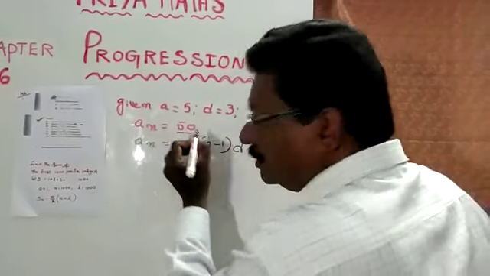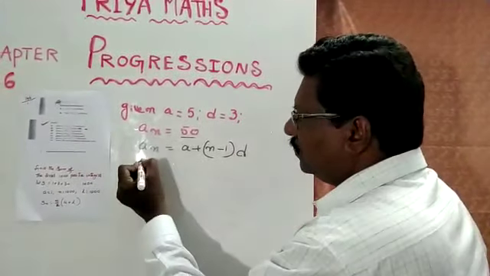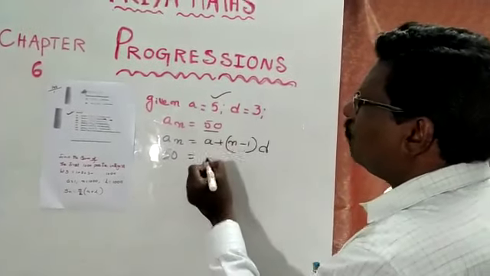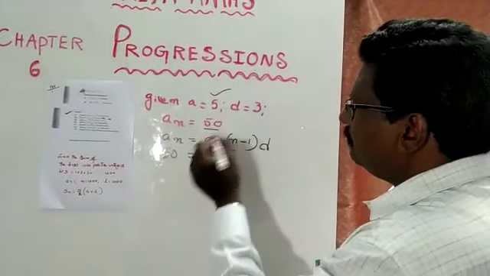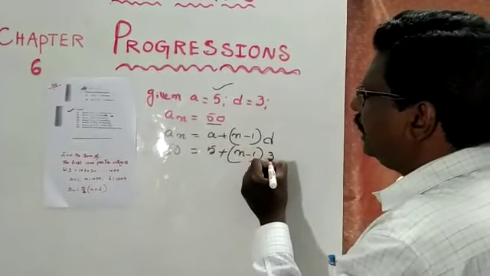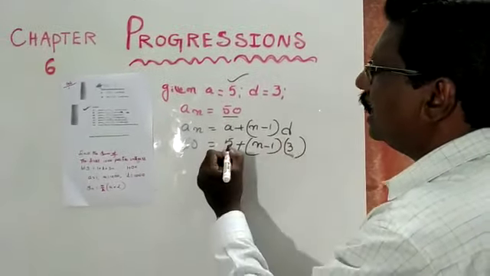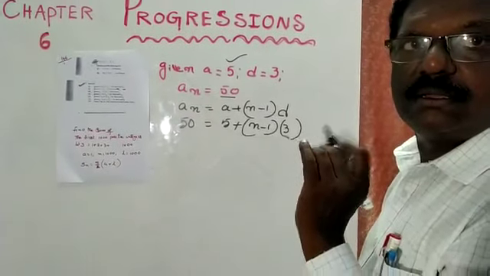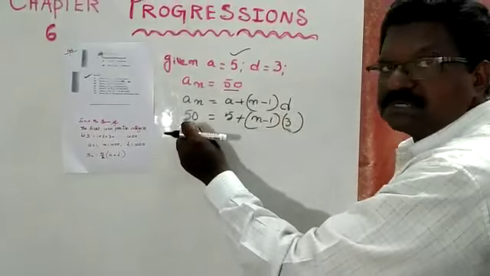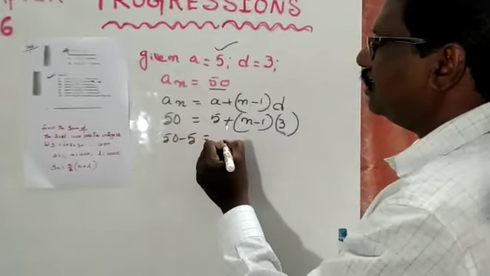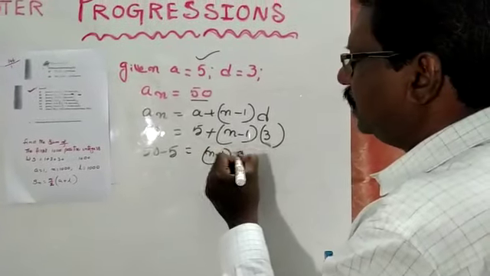Then what is the AN? See the board. 50 is equal to A, which is 5, plus N minus 1, you don't know N, you will find N, into D is equal to 3. Put it in brackets. Take the 5 to the left side, it becomes minus 5. 50 minus 5 is equal to N minus 1 into 3.